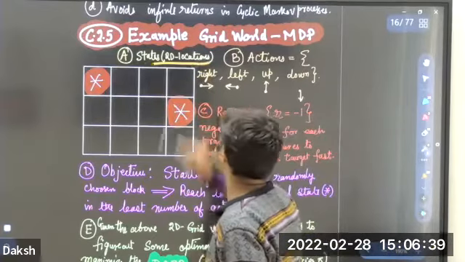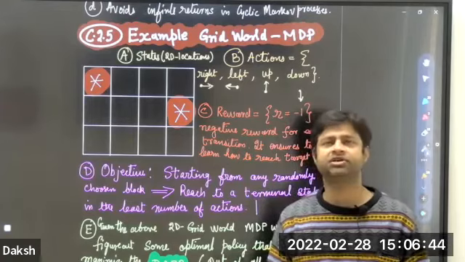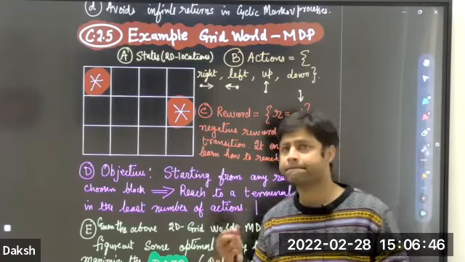Now, states: 2D location. Very simple. There's a 2D grid, so you are having two locations, x comma y.